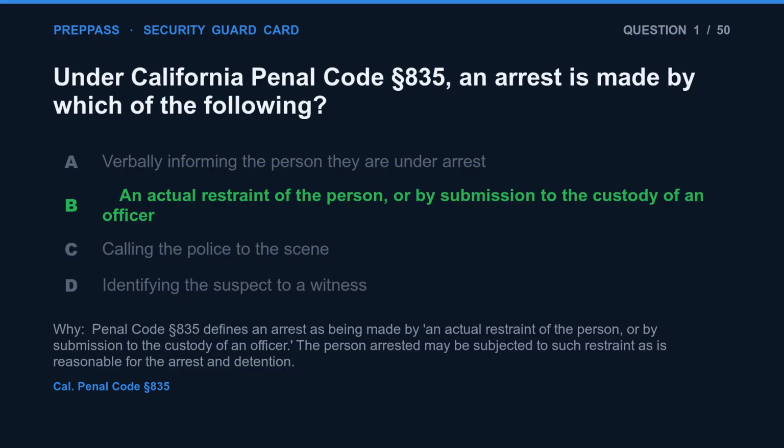The correct answer is B. Penal Code Section 835 defines an arrest as being made by an actual restraint of the person, or by submission to the custody of an officer. The person arrested may be subjected to such restraint as is reasonable for the arrest and detention.